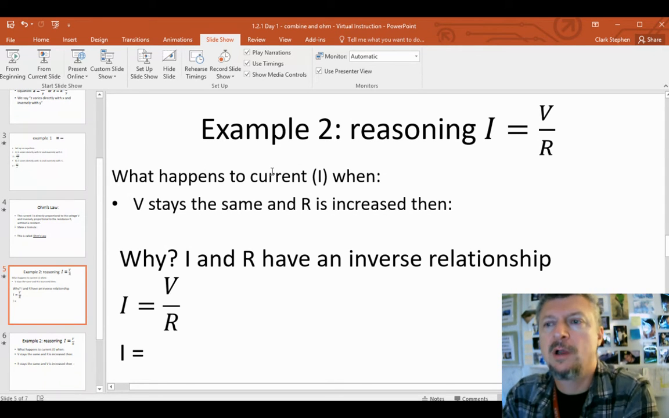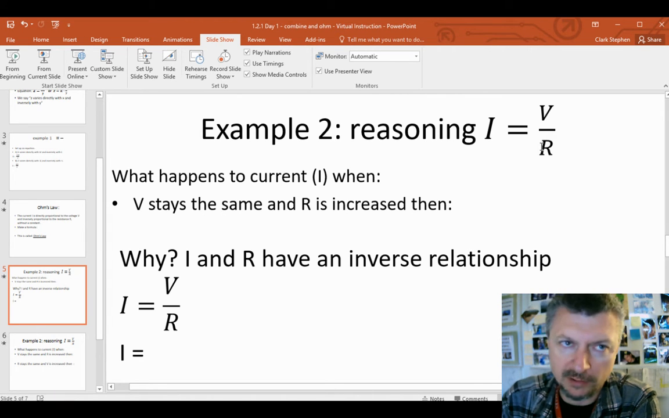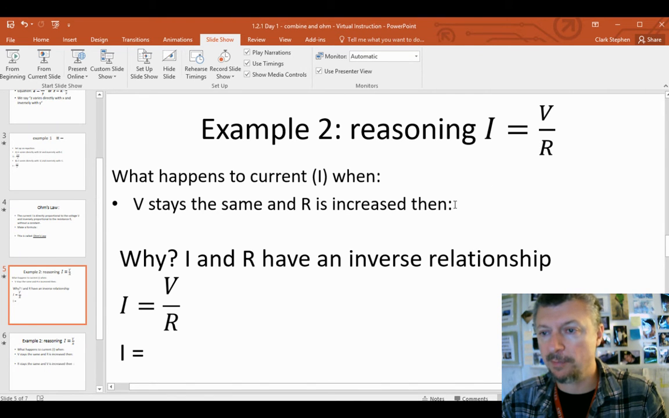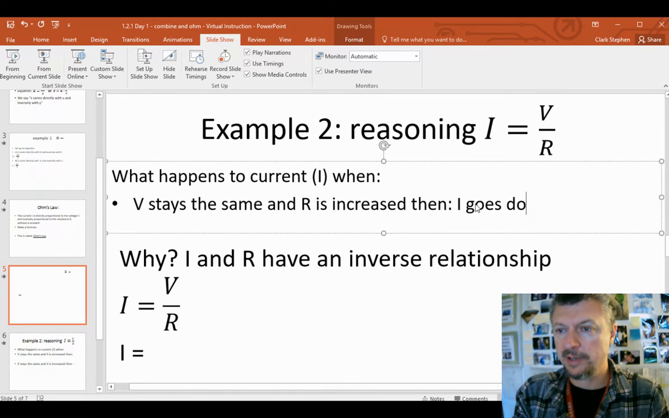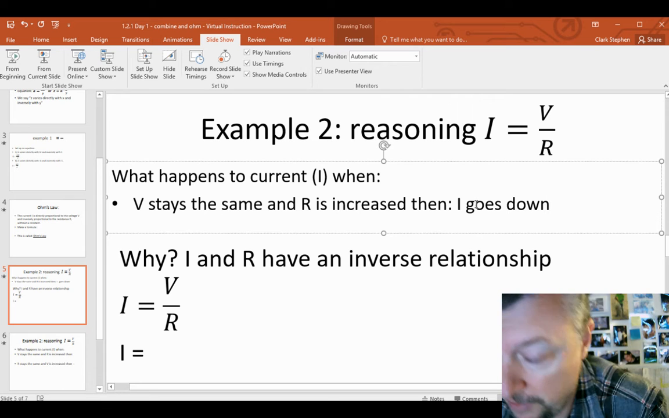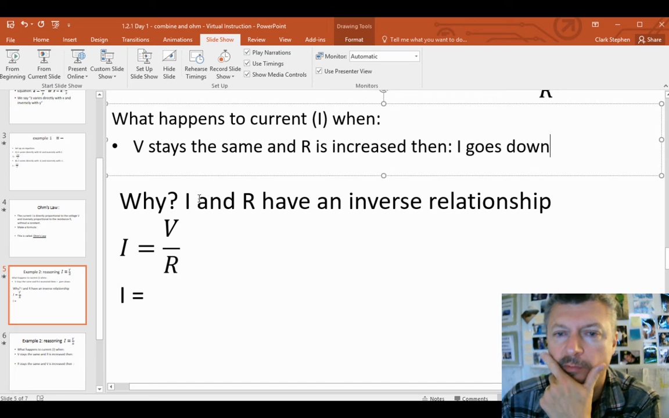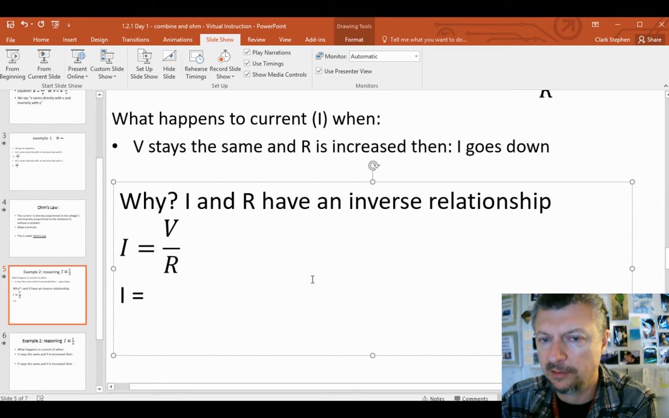So let's see what happens to current I when V stays the same, but R is increased. So if the R goes up, now this is an inverse relationship because R is on the bottom of the fraction. If R goes up, then I goes down, decreased. It's inverse. Now let's see why this works. One reason is I and R have an inverse relationship. You could just say that for justification. But let me show you why with some numbers.